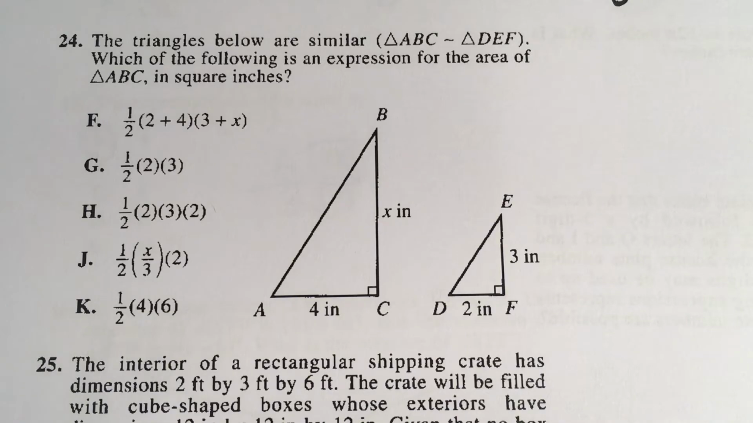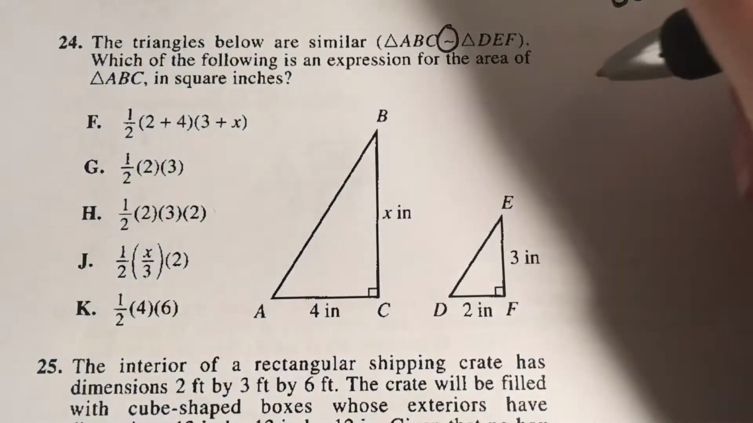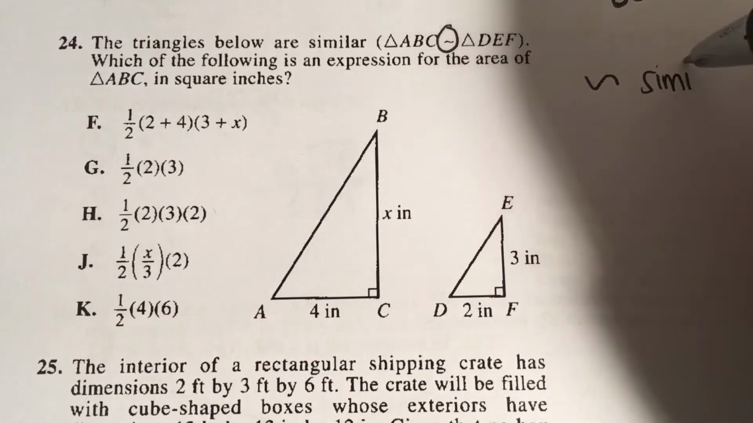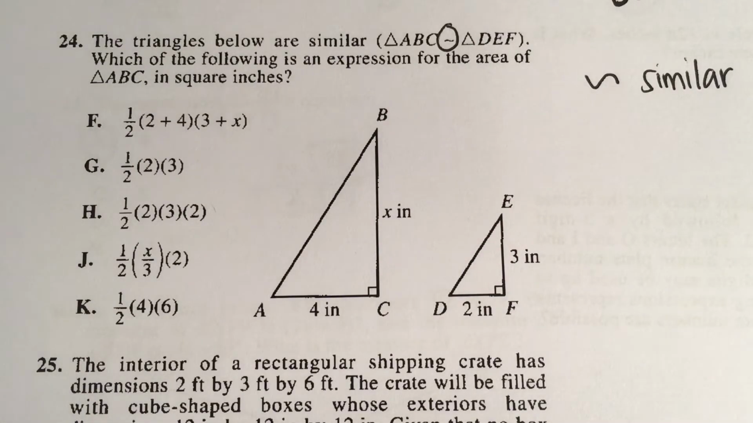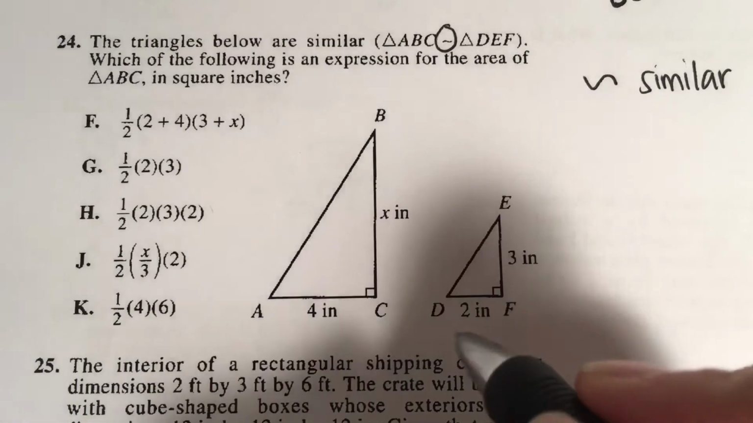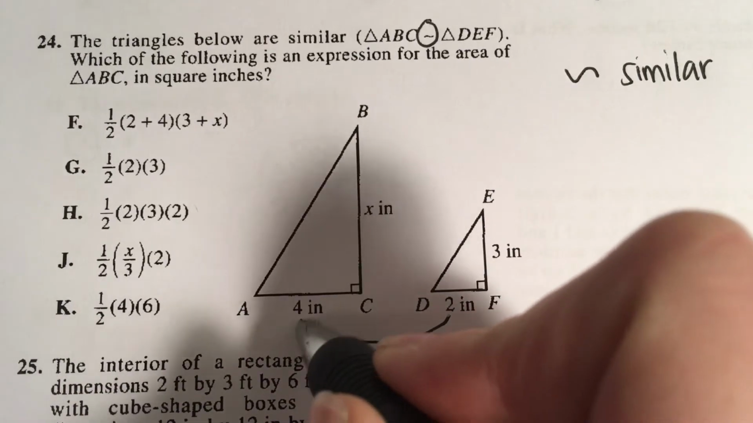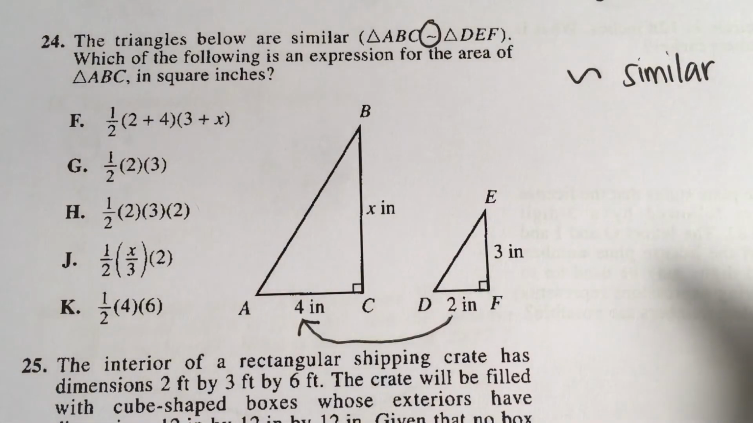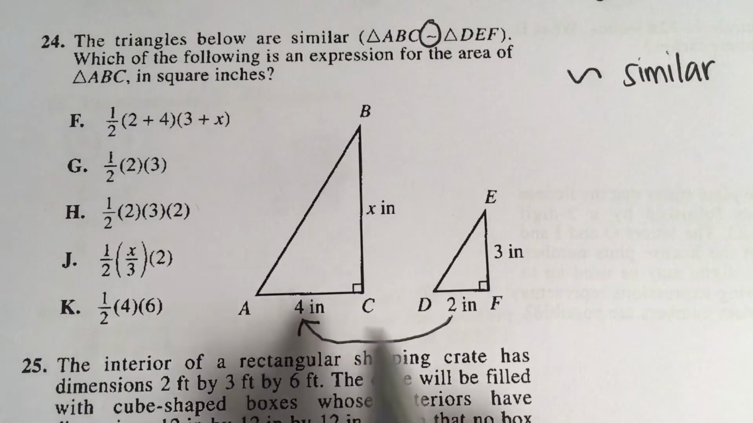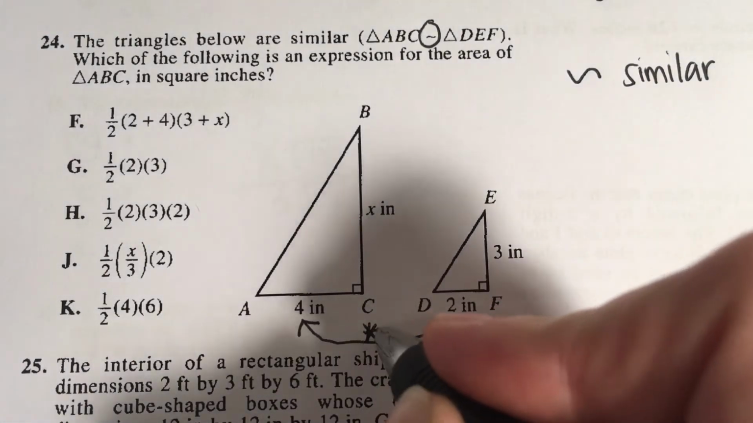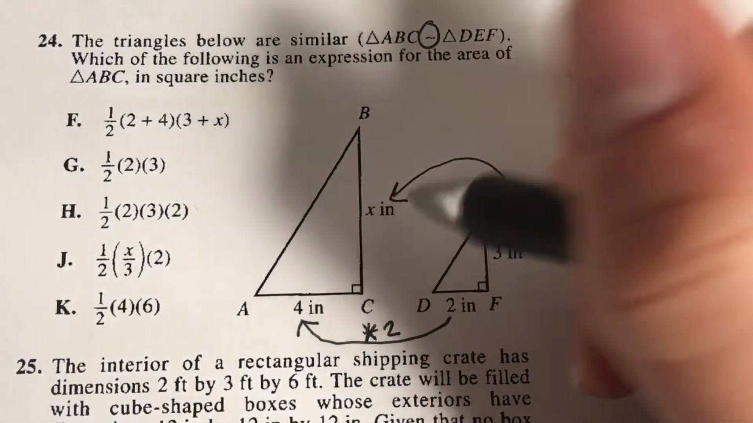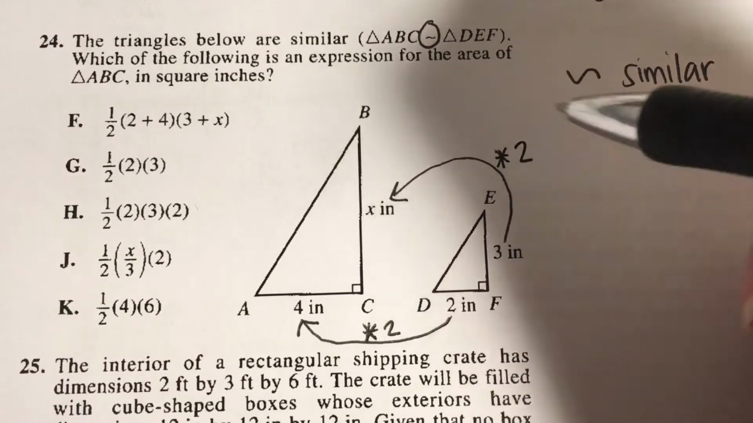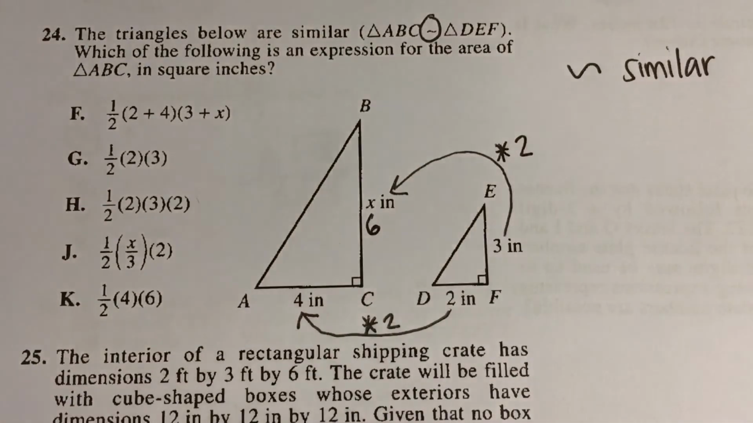24 says the angles below are similar. This little squiggly means similar, means that they're in proportion to each other. So which of the following is an expression for the area of ABC in square inches? So if I know that they're similar, I can figure out what the factor is, how much we have to multiply by. So this is 2 times what would give me 4, times 2. So then in this case, in order to get to this one here, I'd also have to multiply times 2, which would mean that this is 6.